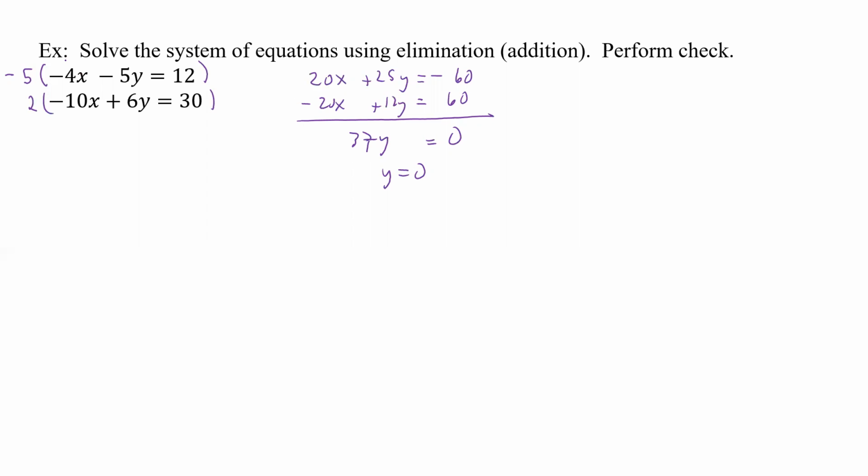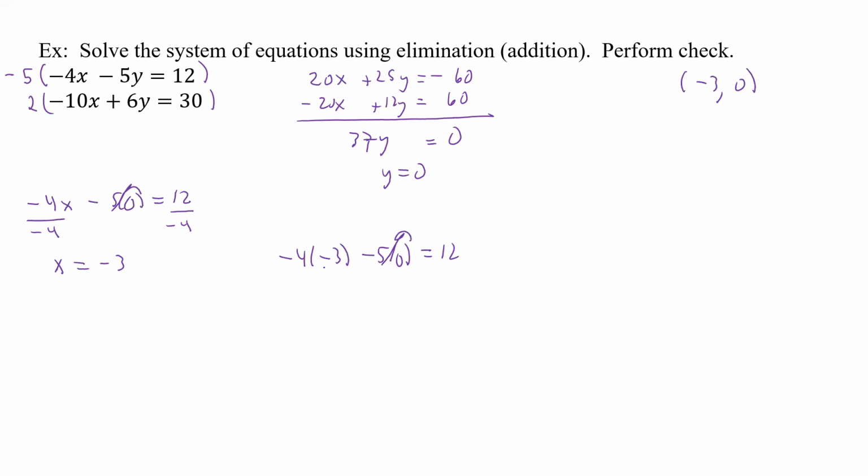So with that, let's solve for maybe the top one. Minus 4x minus 5 times 0 equals 12. Well, that's 0, so we can divide by negative 4. And x equals, and now it looks like a negative 3. All right, so negative 3, 0 is what I'm saying the solution is. So now let's check it. Minus 4 times minus 3 minus 5 times 0 equals 12. Well, that's 0. 4 times 3 is 12. Negative times negative is positive, so 12 equals 12.